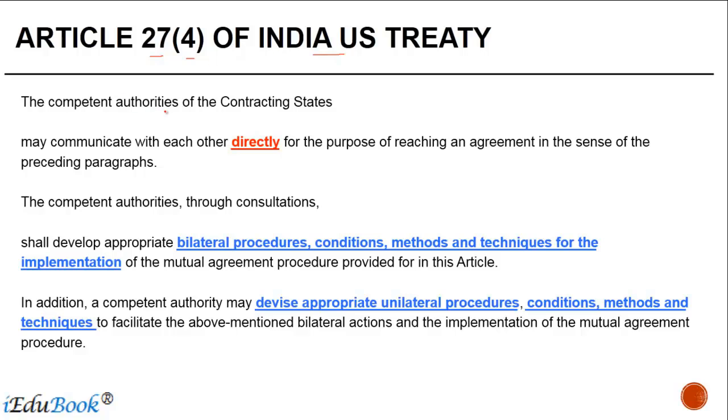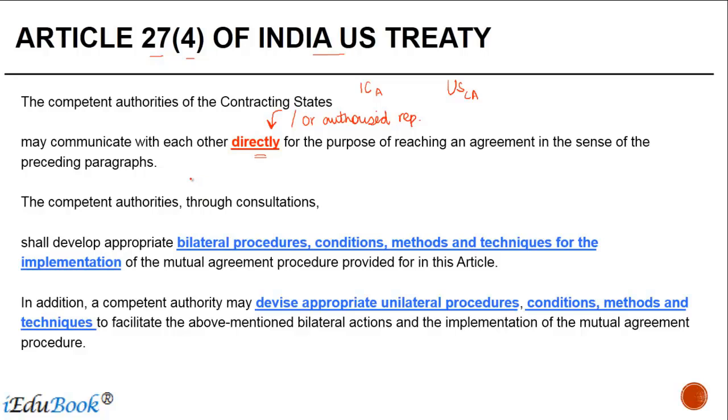The competent authorities of the contracting states, which is the Indian competent authority and the US competent authority, may communicate with each other directly. Some treaties also provide that instead of communicating directly, they can also do so through their authorized representatives for the purpose of reaching an agreement in the sense of the preceding paragraph.